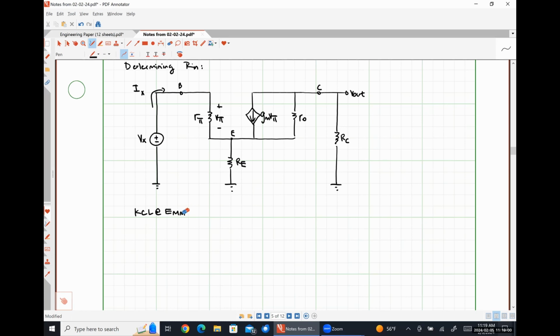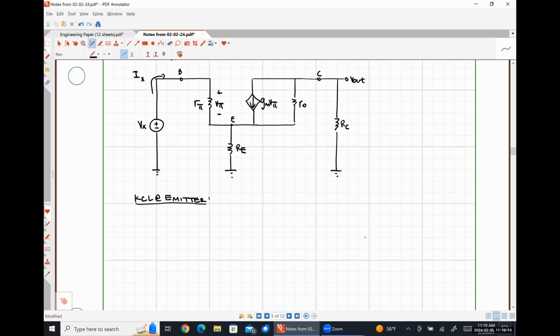There's only one M in emitter. So my current flowing in is IX. I also have a GM V pi flowing in. So that's going to look like GM times Vx minus VE. So let's call this voltage VE again.